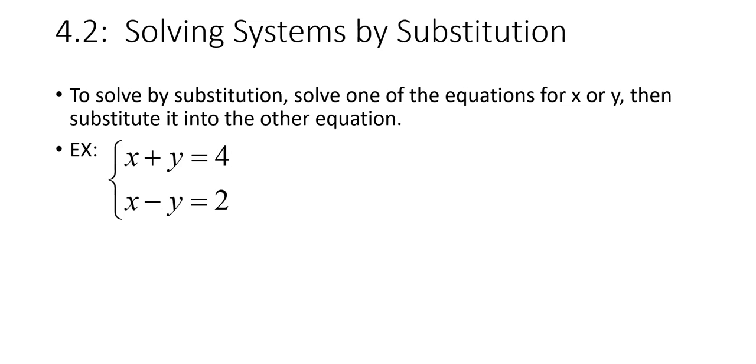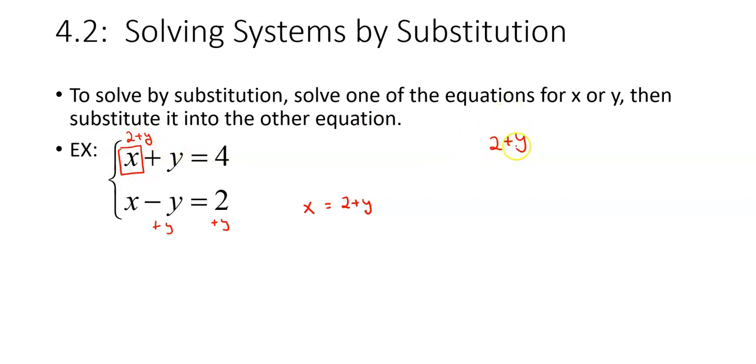x plus y equals 4, x minus y equals 2. I can choose to solve either the top one or the bottom one for either x or y. In this case, I think I'm going to take the bottom one and solve it for x in terms of y. So what I'm going to do down here is add a y to both sides, and I get x equals 2 plus y. Then I'm going to come up to the top line, and I'm going to replace that x with a 2 plus y. So look what happens when I do that.